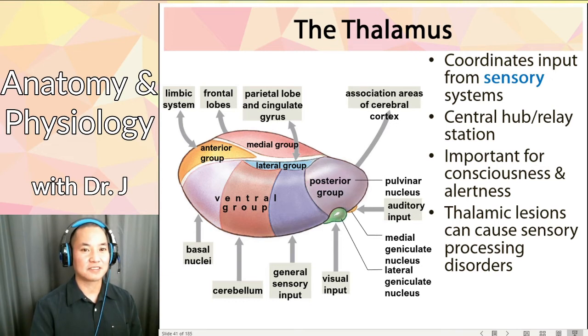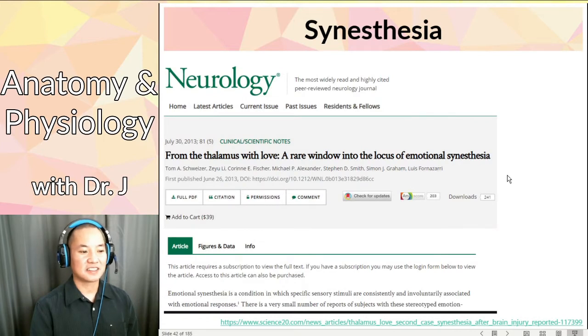So you can get those signals, but they might not actually reach the cerebrum, or they might be misdirected instead of going to the right area. And there's a really cool condition called synesthesia. Now synesthesia can be caused by multiple things, but one interesting thing is this case right here in this journal.